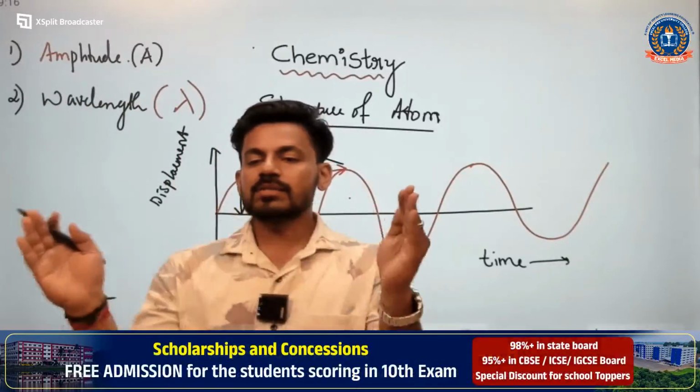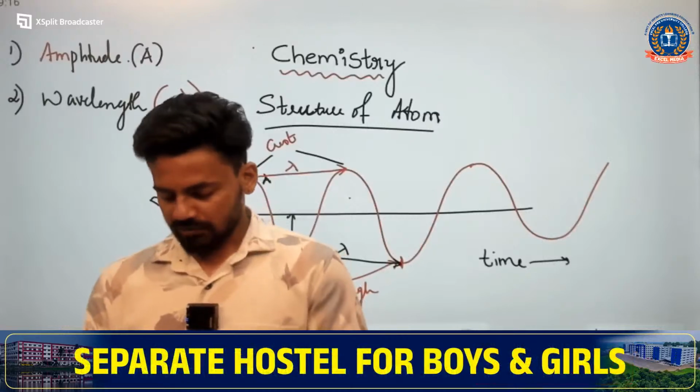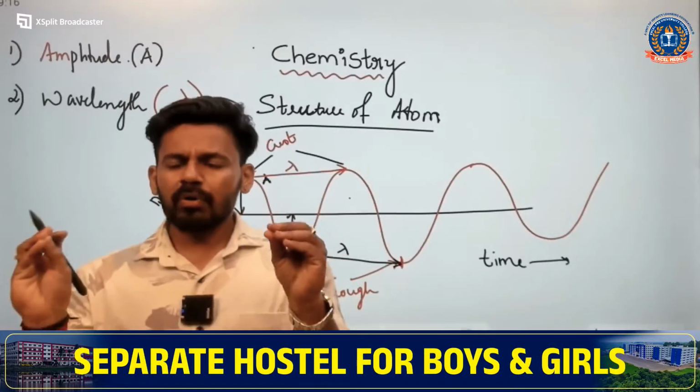It is the distance between any two consecutive crest or any two consecutive trough or any two points.